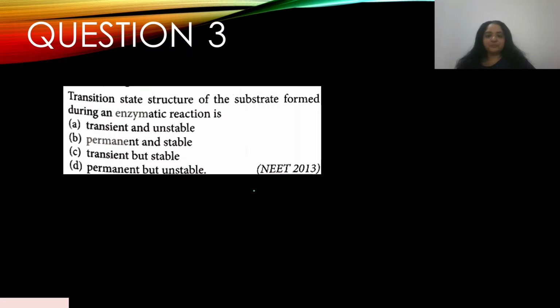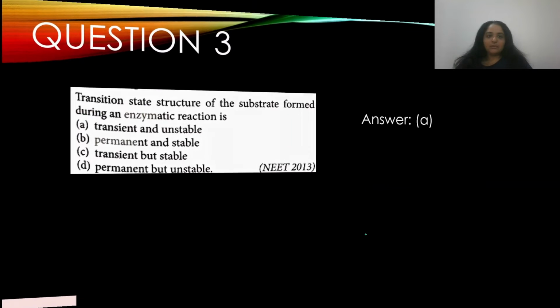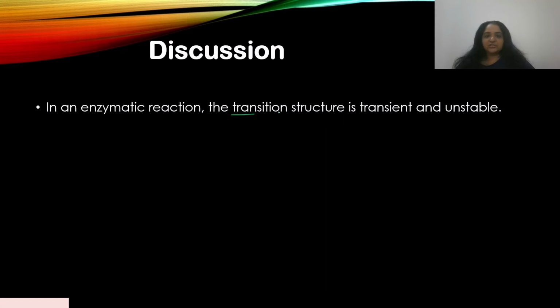Question number 3. The transition state structure of the substrate formed during an enzymatic reaction is, and this appeared in NEET 2013: A, transient and unstable; B, permanent and stable; C, transient but stable; D, permanent but unstable. From the word transition state itself you can identify that it's a transient structure, but it's an unstable structure. So the answer is A. In an enzymatic reaction, the transition structure is transient and unstable.